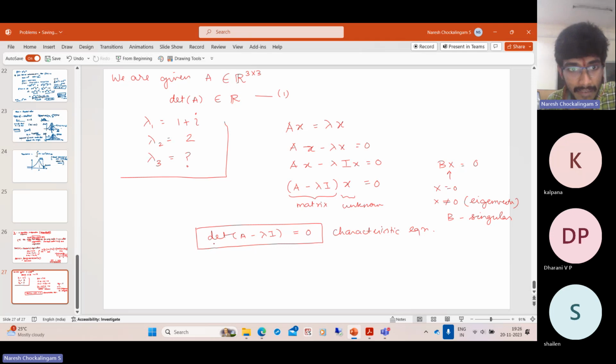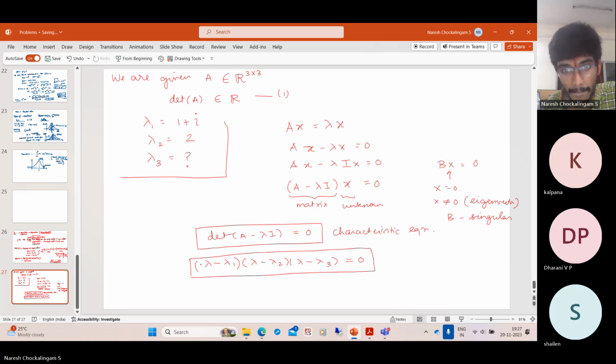So what is the characteristic equation if lambda 1, lambda 2, and lambda 3 are the eigenvalues? You know that from the fundamental theorem of algebra, the characteristic equation should be a cubic polynomial. And if lambda 1, lambda 2, lambda 3 are the roots, this is the only cubic polynomial with lambda 1, lambda 2, and lambda 3 as the roots. This you agree? Yes, sir.